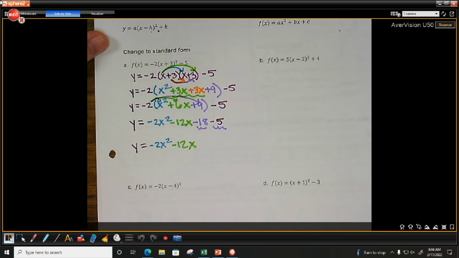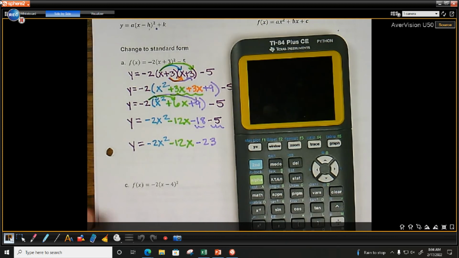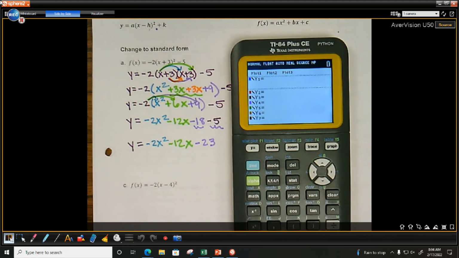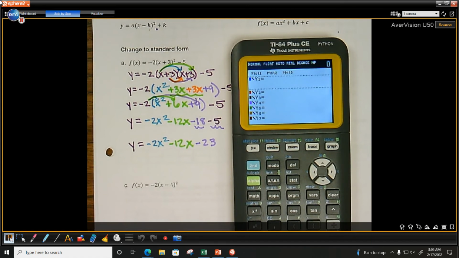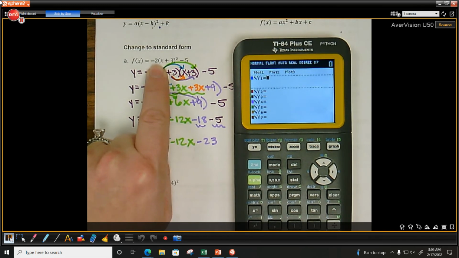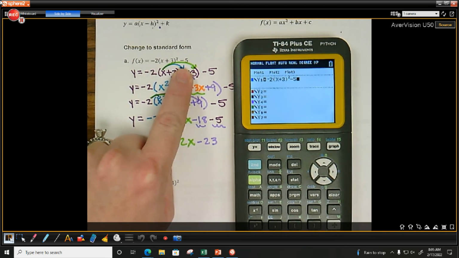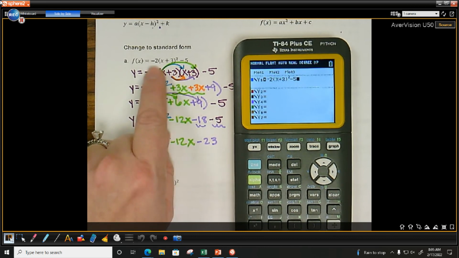A lot of steps. Do you think it would be a great idea to check ourselves? Yes, so let's all go to our calculator. Because again, I said these are equivalent functions. These are the same functions. They're just different forms. So whenever I graph them, they should be the same. So I'm going to type in the vertex form first. So we're all doing this with me. I'm showing you how you can check to make sure we get the correct answer. Vertex form in Y1. Then arrow down and standard form in Y2.